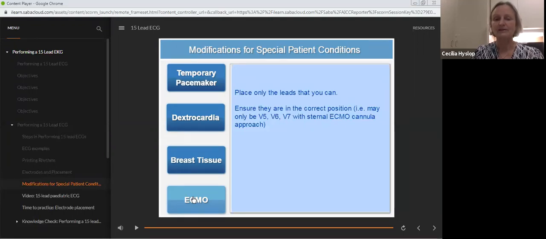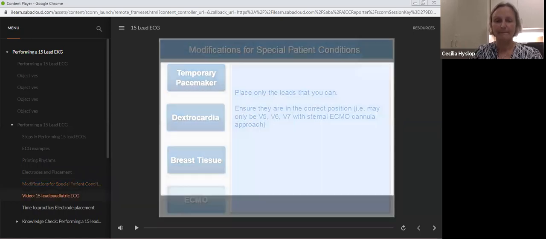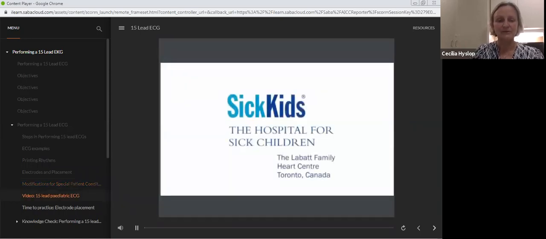Also, when we are putting those stickers on the patient, it's actually the middle of the sticker that goes in the correct position, not the little end that we clip on. So I'm going to show you a little video.